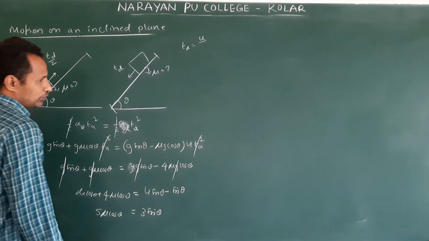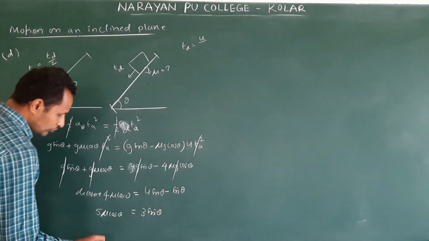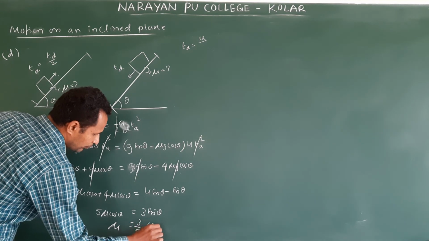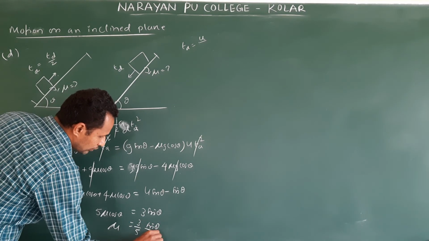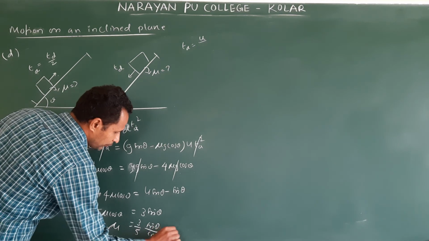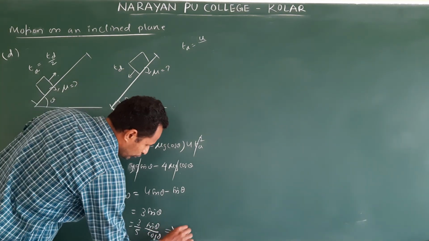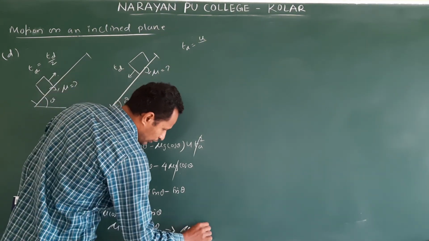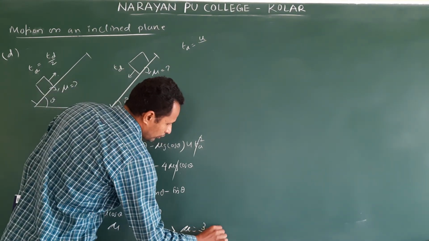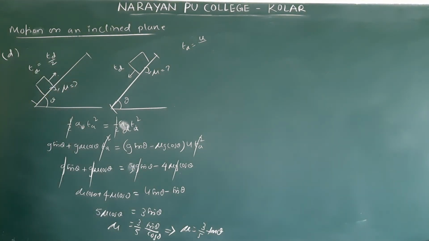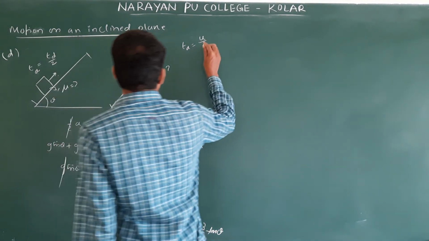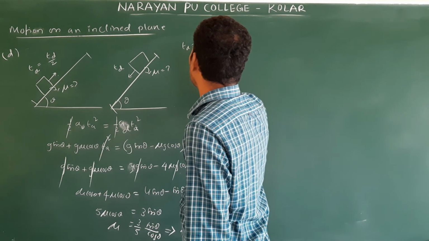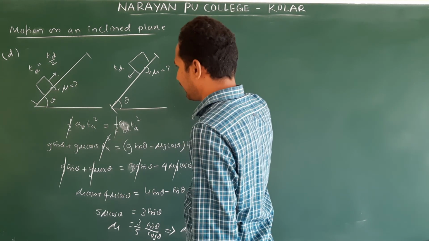What are they asking? Mu. They are asking to make mu the subject. Mu is equal to 3 by 5 sin theta by cos theta. This implies mu is equal to 3 by 5 tan theta.